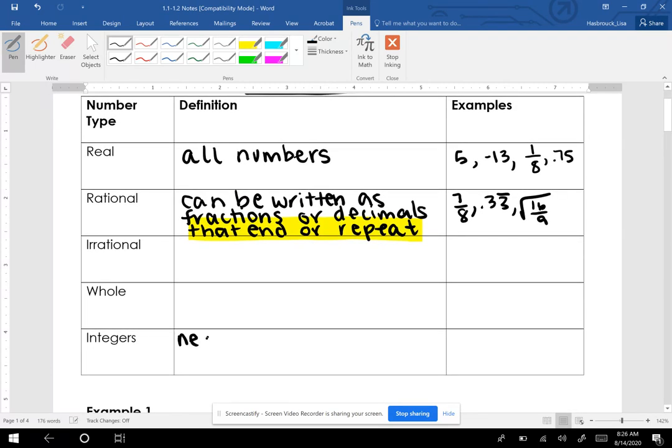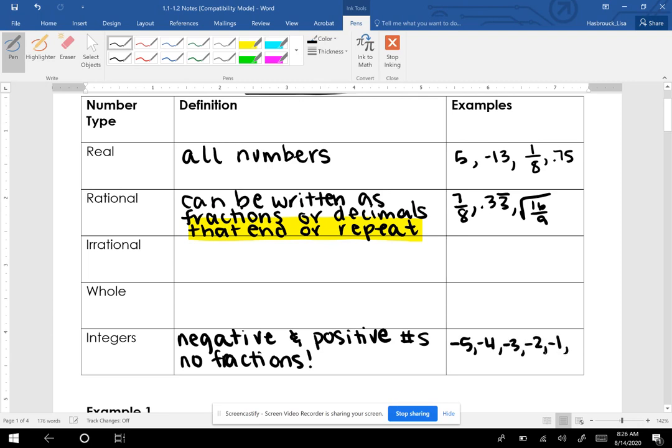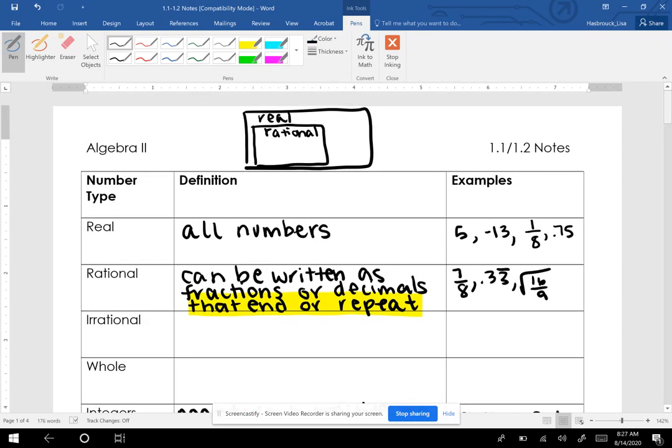Integers are negative and positive numbers, and there's no fractions. So these numbers are -5, -4, -3, -2, -1, 0, 1, 2, 3, and so forth. Okay, so they're all those numbers, positive and negative, that are whole. So back up here in our box diagram, integer would be the next one.